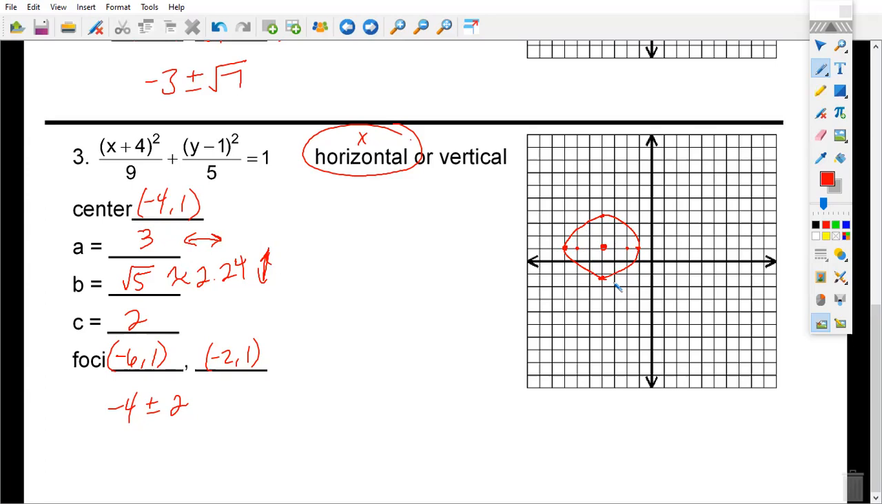Okay, questions about graphing and analyzing from the equation. These, your center and your foci. No? Okay. On to the next part.